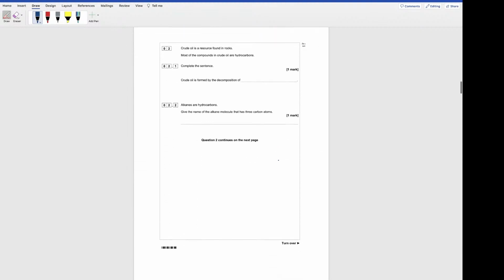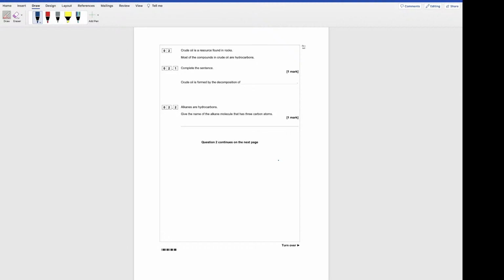Moving on to question 2 now. So there's 6 questions in this paper, I believe. So we're moving okay. Crude oil is a resource found in rocks. Most of the compounds in crude oil are hydrocarbons. Complete the sentence. Crude oil is formed by the decomposition of, my favorite chemistry question because I absolutely love the answer, which is plankton.